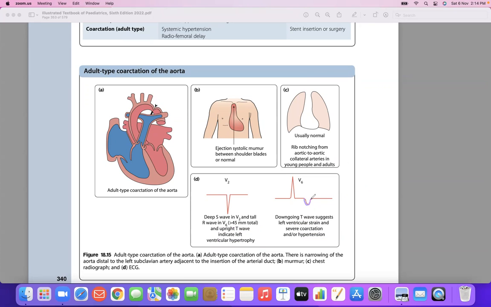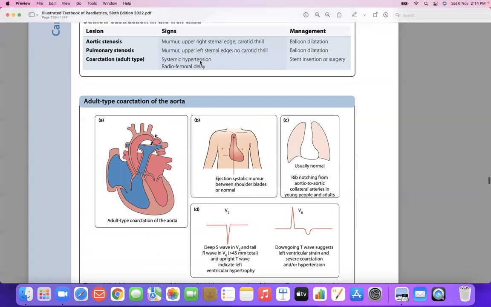So you can have a downgoing wave in V6. It will indicate three things for you: left ventricular strain, severe coarctation, or the child is developing hypertension. Or you can also have tall R waves in V6, which will be more than 45 mm tall. Whenever there is a downgoing T wave in V6, you have to think of left ventricular strain. Okay, this is about the adult type.